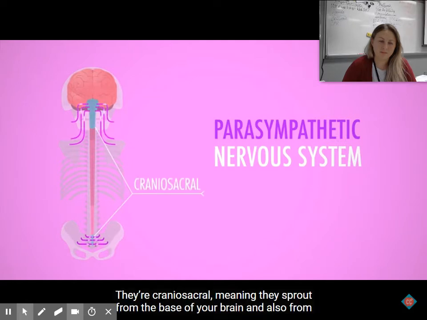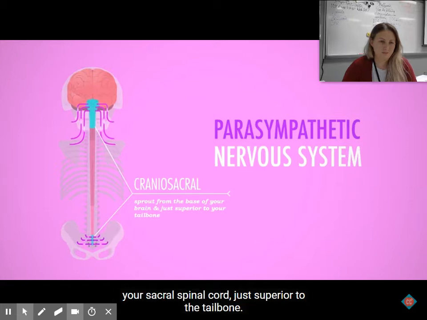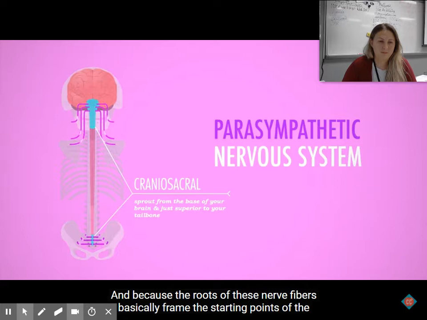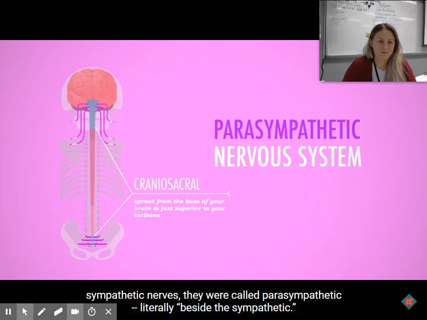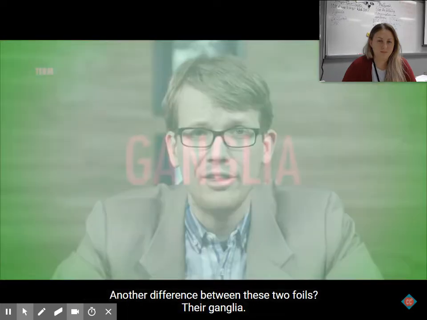The nerve fibers of your parasympathetic system begin both above and below where the sympathetic ones do. They're craniosacral, meaning they sprout from the base of your brain and also from your sacral spinal cord, just superior to the tailbone. And because the roots of these nerve fibers basically frame the starting points of the sympathetic nerves, they were called parasympathetic, literally beside the sympathetic. Another difference between these two foils? Their ganglia.